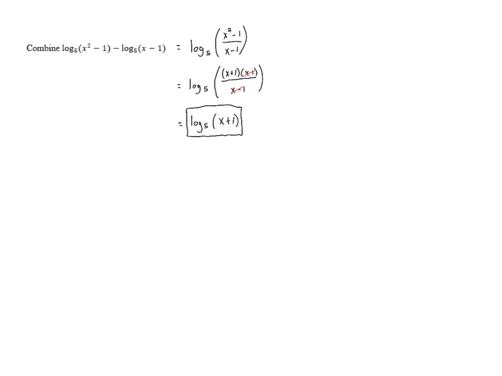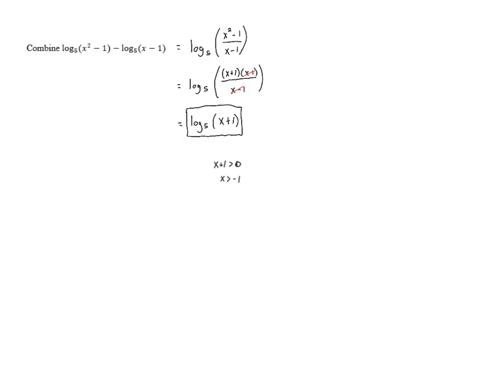However, we do have to be careful here. If we look at this new expression, we know that the domain of logarithmic functions requires the argument, the inside, to be greater than 0. So in this case, if we just leave it like this, we need x plus 1 to be greater than 0. And what that means is that x has to be greater than negative 1.